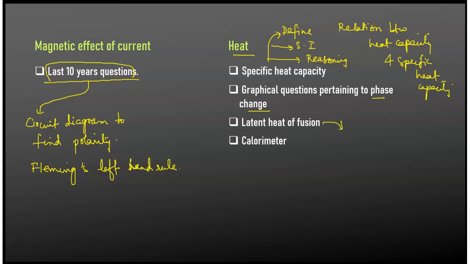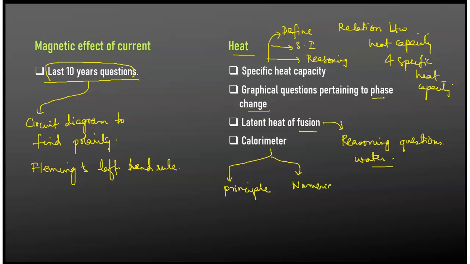Then the next question could be on latent heat of fusion. On latent heat of fusion, usually there are reasoning questions. So just check the reasoning questions from latent heat of fusion, especially latent heat of fusion of water. Then we have calorimetry. Under calorimetry, I would say do everything. You should know what is a calorimeter, the parts, construction, principle of calorimetry, and numericals. Obviously one numerical would be there. So this would be for heat.